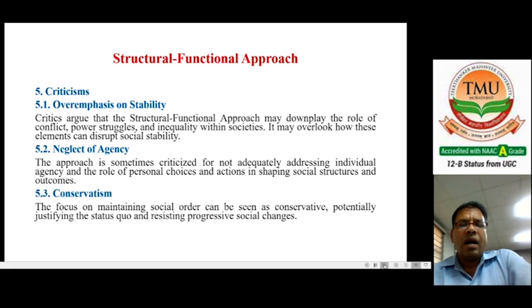These are very important criticisms. We think this approach is highly stable, but in the real sense, it is not a highly stable system. We also think that it neglects agency, but not always is agency neglected. So these are the important points.